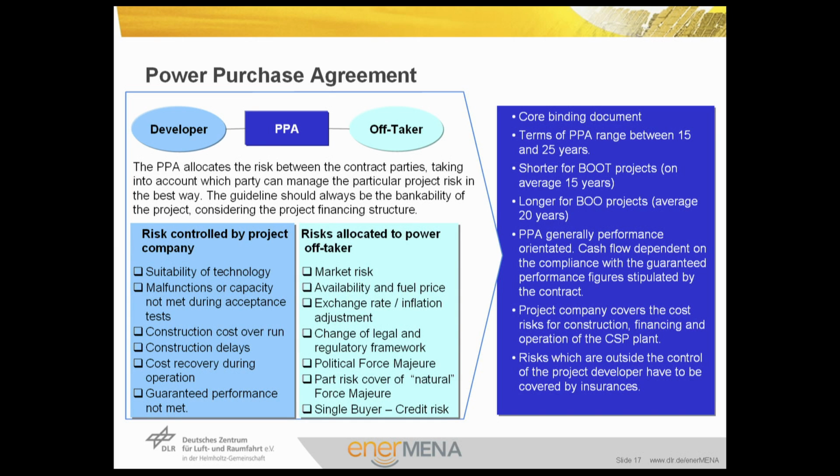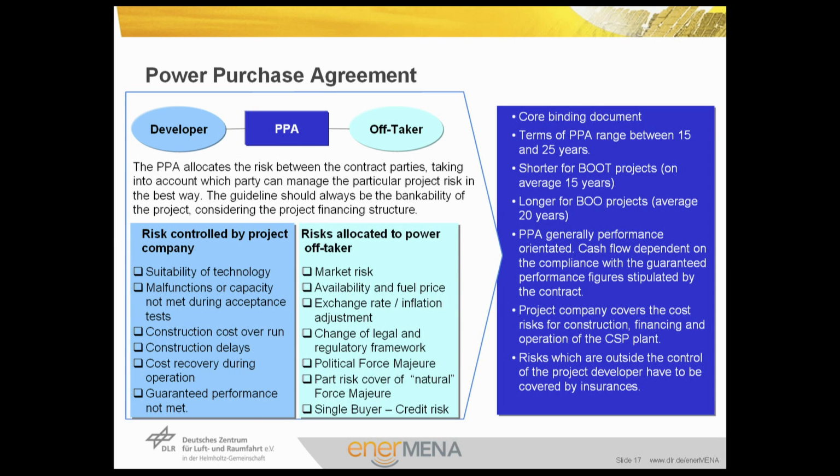So the PPA, or power purchase agreement, is the core binding document of the project realization. It lasts between 15 and 25 years, shorter for BOOT projects, build, own, operate, transfer, an average of 15 years, longer for build, own, operate, the BOO scheme, an average of 20 years. The PPA is generally performance-oriented, with cash flow dependent on compliance with the guaranteed performance figures stipulated by the contract, so it is a matter of availability of the power plant.